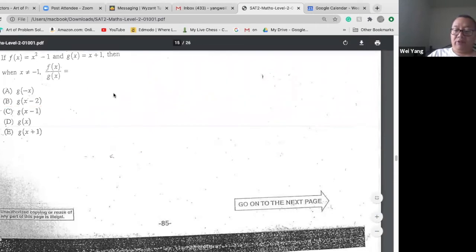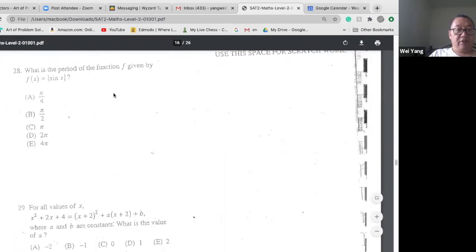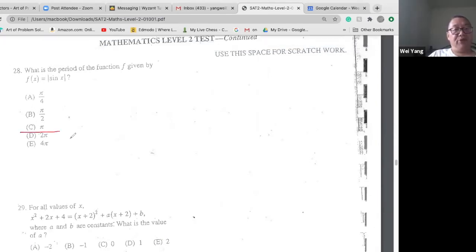Now let's see 28. What's the answer for 28? C. Now let's see, what is the period of the function f given by this one? Yes, that's right, because the period of sin x is 2 pi. When you take the absolute value, you put all the negatives to positive, then the period becomes half of the original one. Divided by 2, you get pi. Yes, that's right. Now let's see, 29.